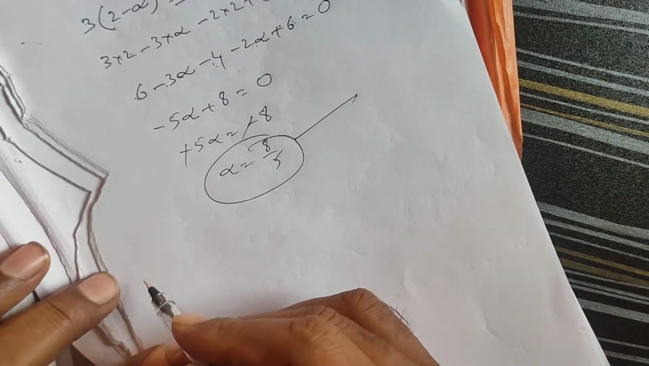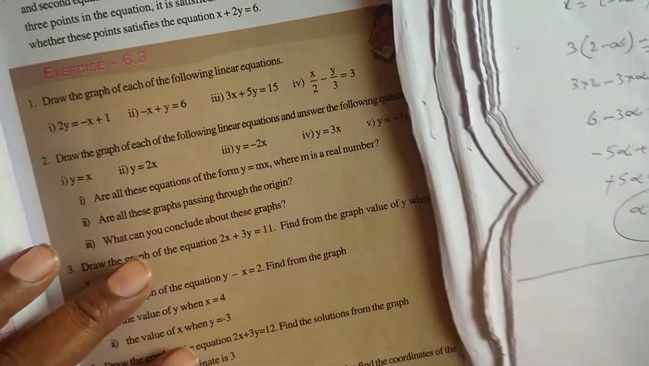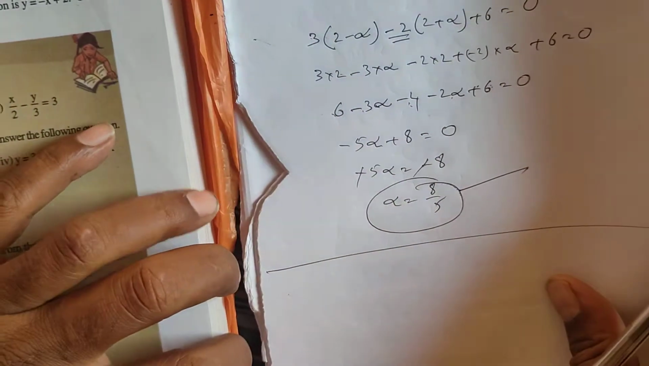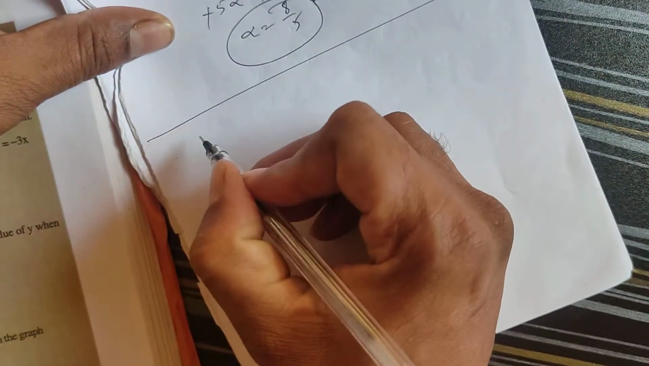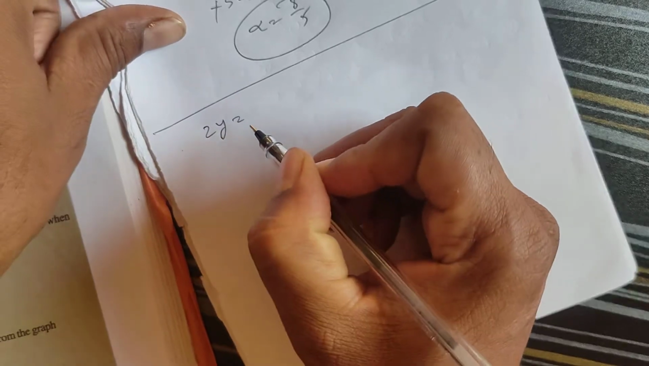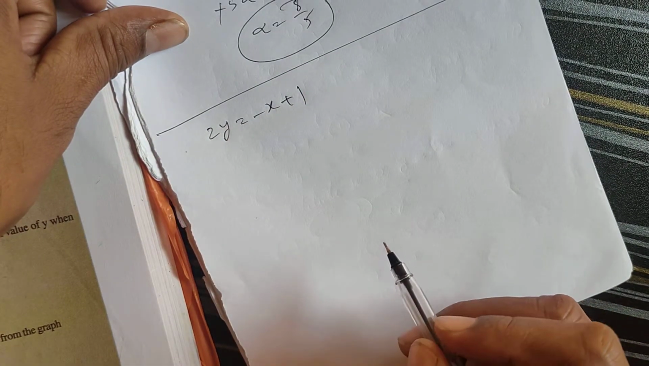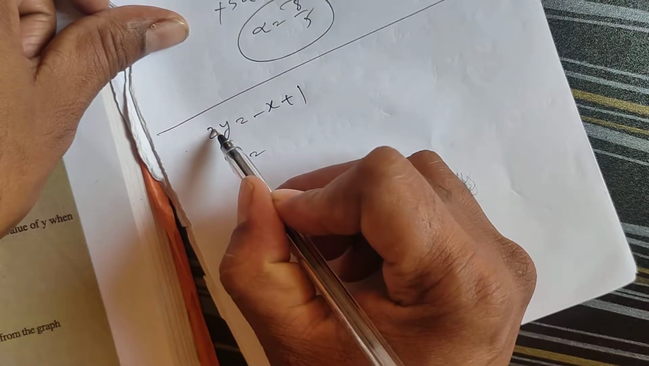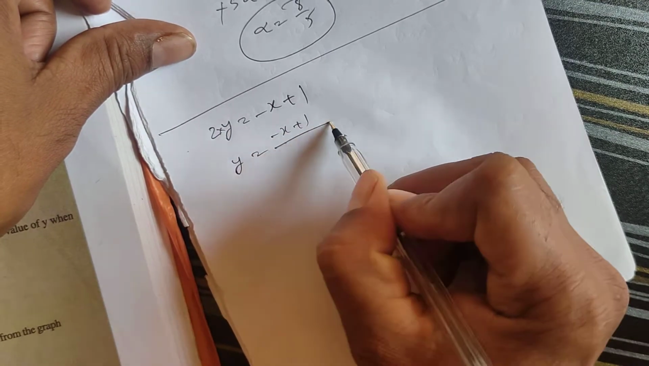First, I am writing the equation for which you have to draw the graph. So you should draw the graph for 2y is equal to minus x plus 1. Make y the subject: y is equal to, this 2 is multiplying the entire y or not? So y is equal to minus x plus 1, whole divided by 2.